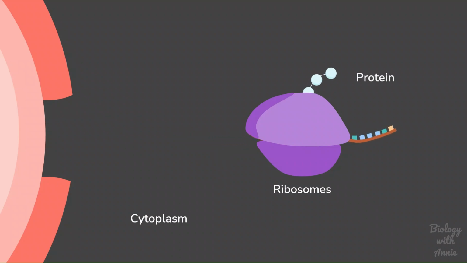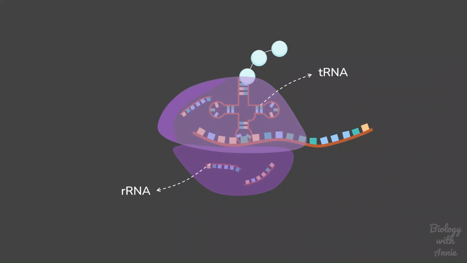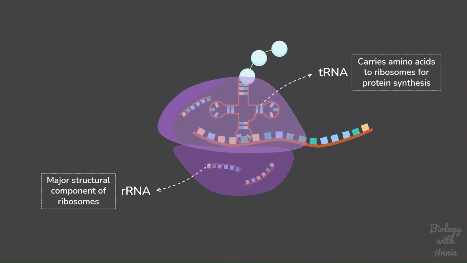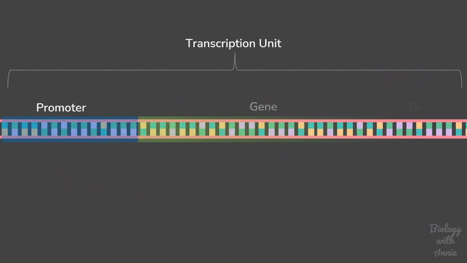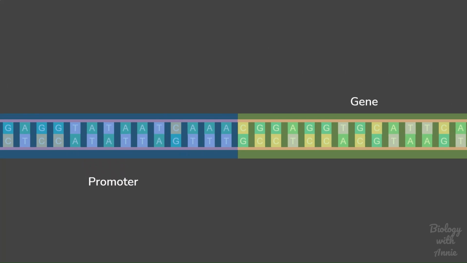The nucleotide sequence of transfer RNA and ribosomal RNA does not encode proteins, but they still play a vital role in protein synthesis. The sequence of DNA involved in transcription of a single RNA is called the transcription unit. It consists of the promoter, the gene, and the terminator. When there is a need for a specific gene product in a cell, transcription is initiated by the binding of RNA polymerase to the promoter.